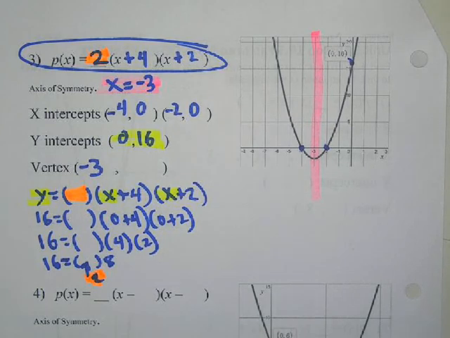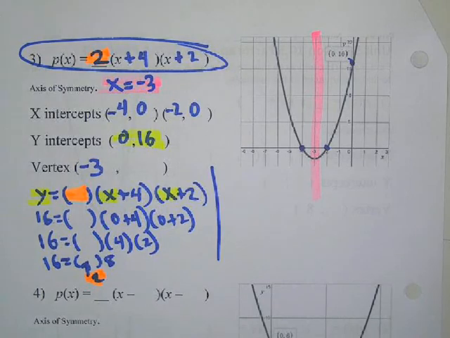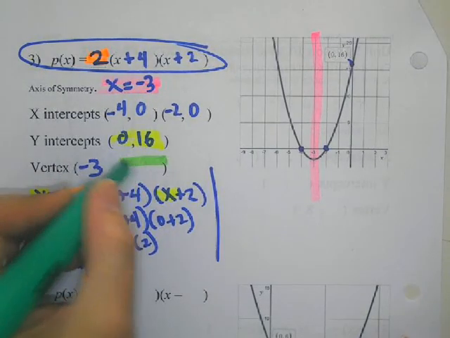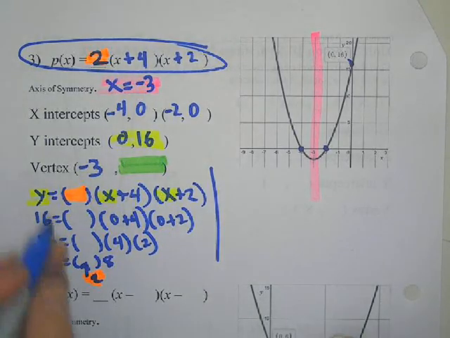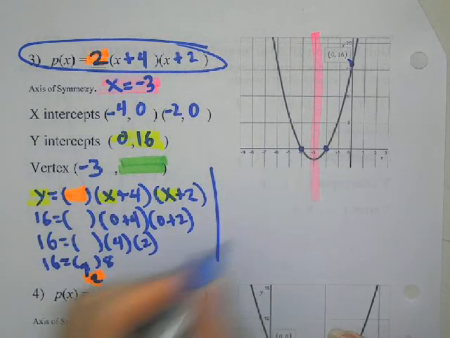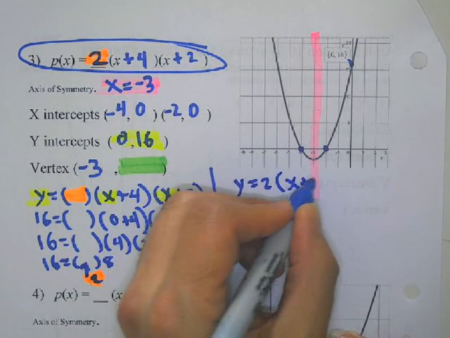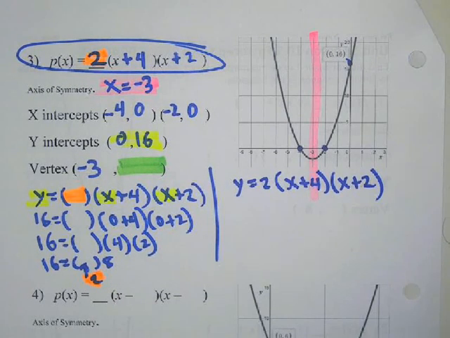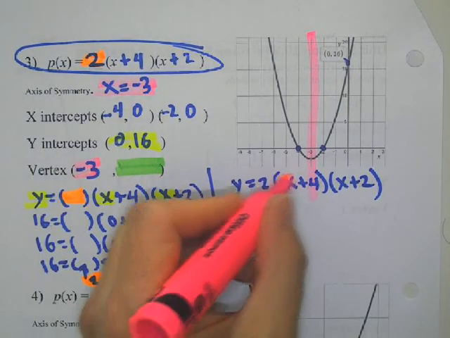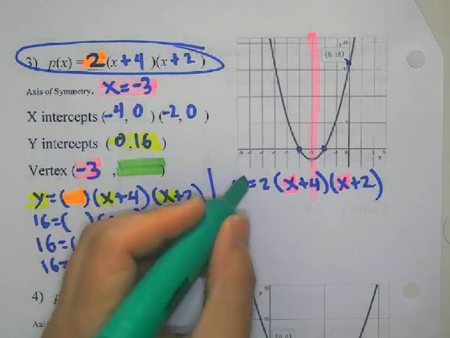Okay, so now that I've got that, I can find my y value of the vertex. So my new equation is y equals 2 times x plus 4 times x plus 2. Okay, I'm going to replace x with negative 3 in order to find the y value, the green value there.